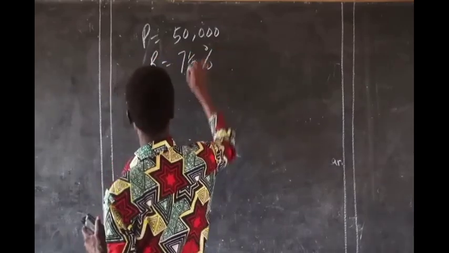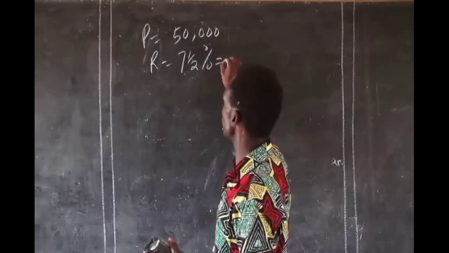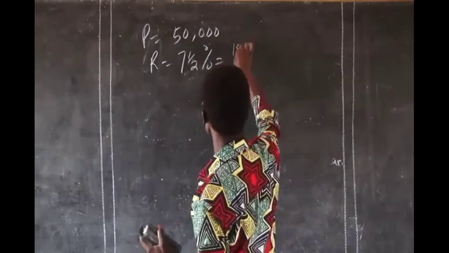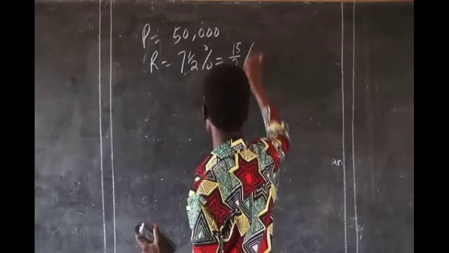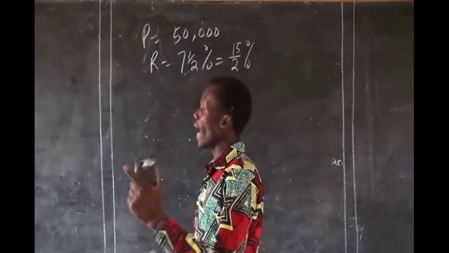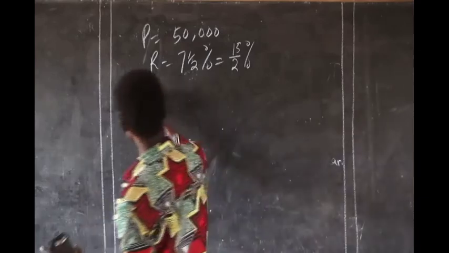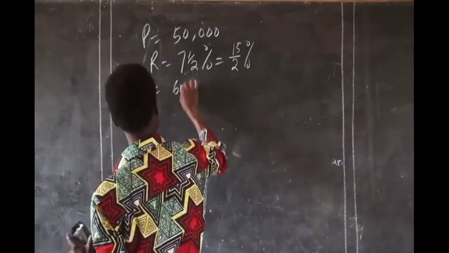This is a percentage. So when you want to convert this into an improper fraction, it is 2 times 7 plus 1, which is equal to 15 over 2%. And then the time: the money stayed for 6 months.